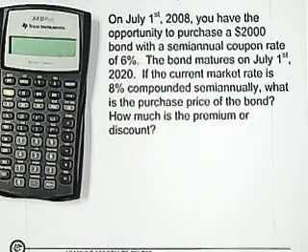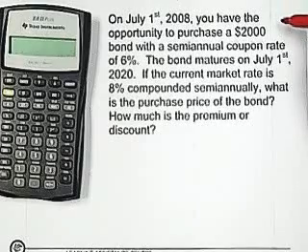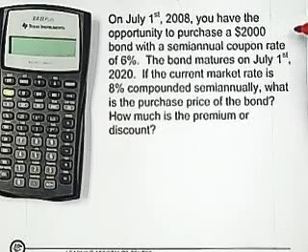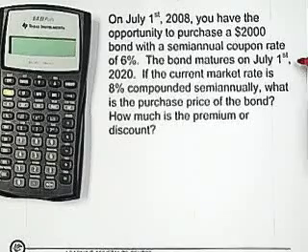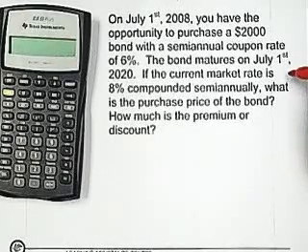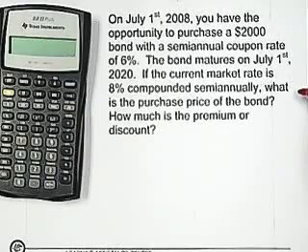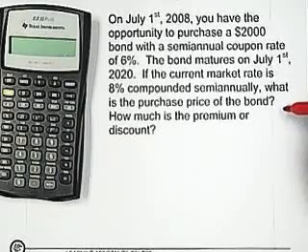Okay, so in this question, it says, on July 1st of 2008, you have the opportunity to purchase a $2,000 bond with a semi-annual coupon rate of 6%. The bond matures on July 1st of 2020. If the current market rate is 8% compounded semi-annually, what is the purchase price of the bond?